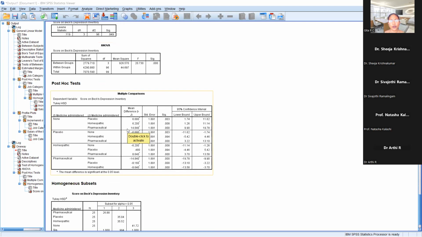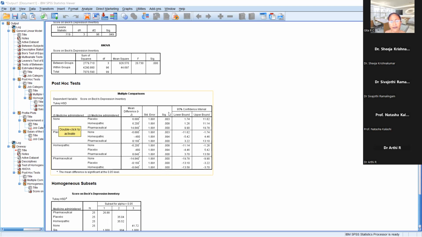Next, coming to your post hoc test, pay attention. Here in this first column, you have none with placebo, none with homeopathy, none with pharmaceutical. Then the second one with the remaining three, third one with the remaining three, fourth one with the remaining three. To find out whether two groups are different in terms of their depression score, there is a significant value in the fourth column.